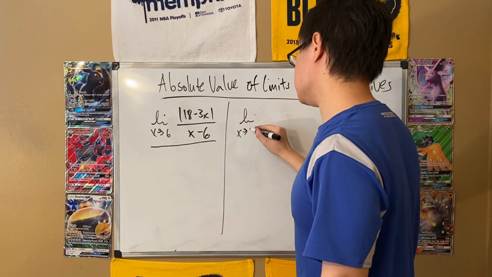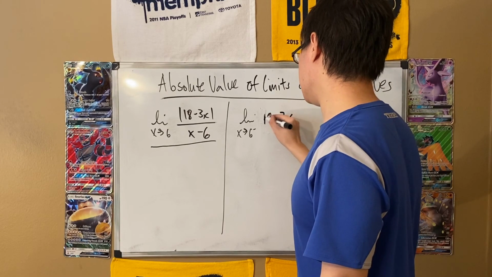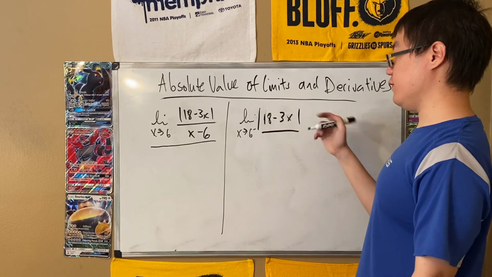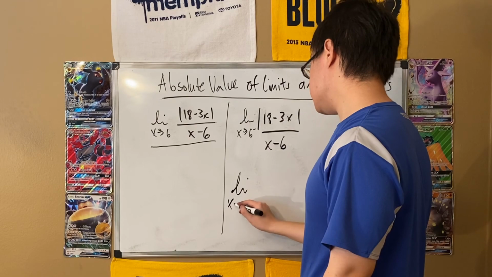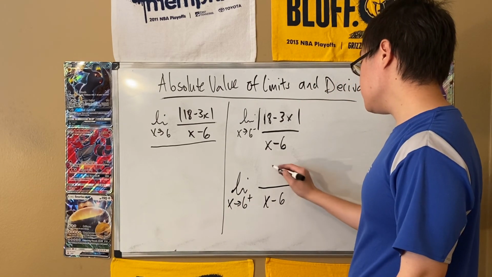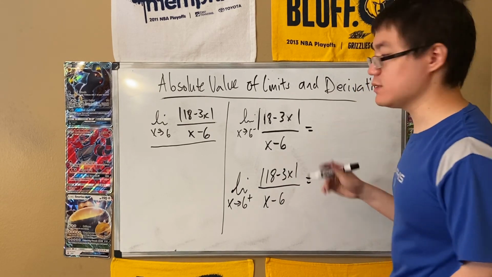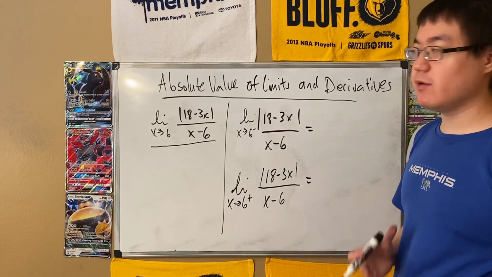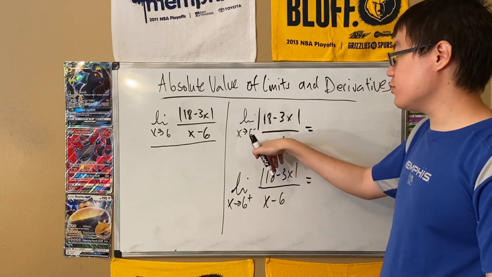So, limit as x goes to 6 from the left. Hopefully you can tell the difference between my ones and absolute values, but this is the absolute value of 18 minus 3x, over x minus 6, and the same with 6 plus. So we're going to find these two one-sided limits separately. So we're going to do two separate questions. What we want to do, again, is get rid of the absolute values in each of these cases. Let's do this one right here.